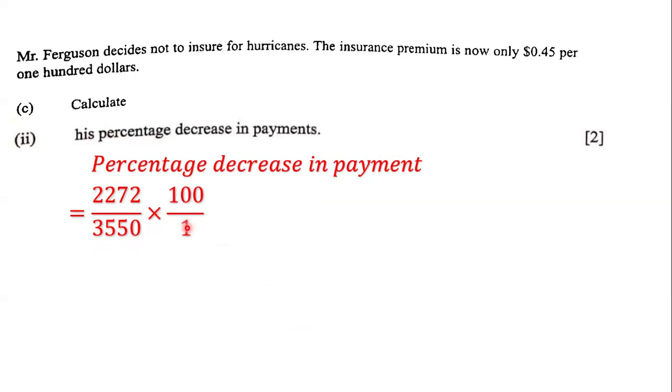And so what we do is we multiply 2,272 by 100, and that gives us 227,200, all over 3,550. And we divide these two and we get 64%. So the percentage decrease in payment is 64%. And that's the answer to this question.